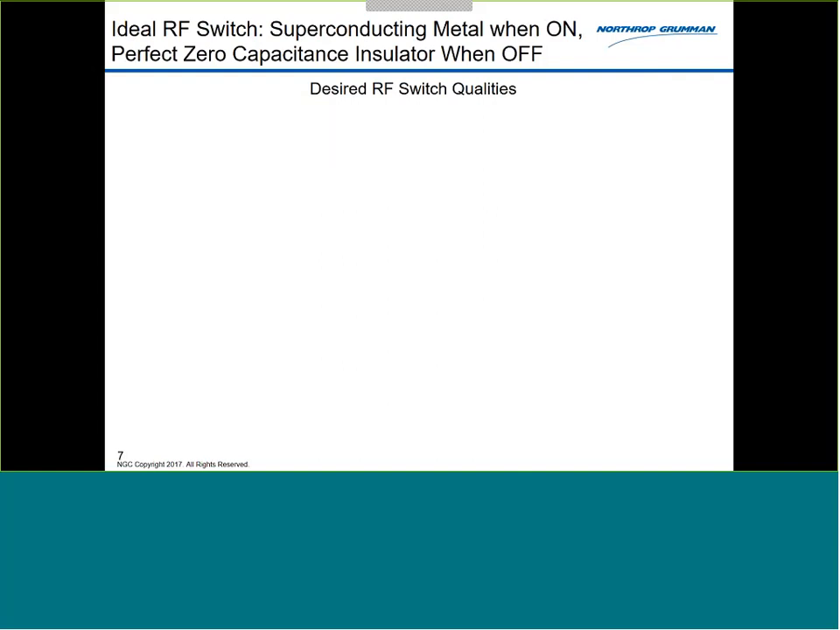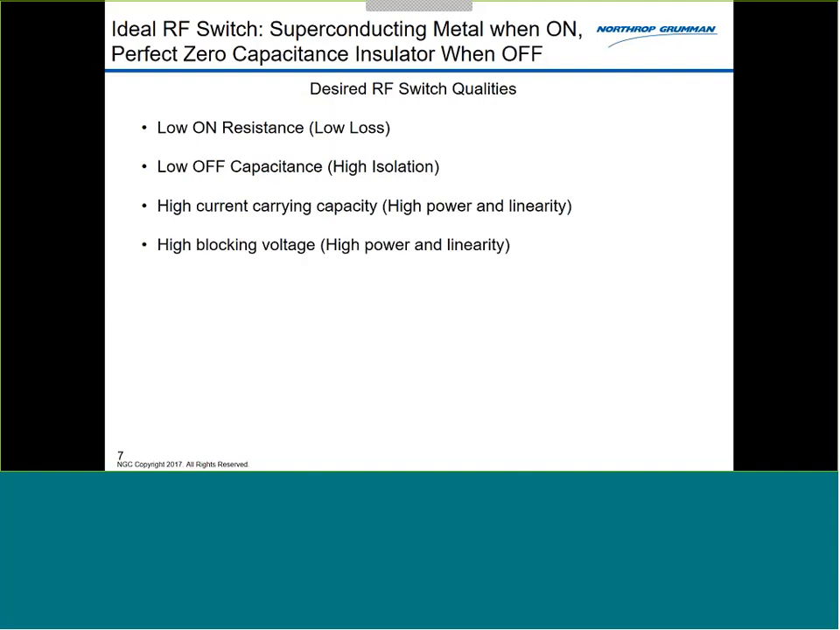All right, so what are we looking for in an RF switch? Okay, we want to have something that gives us very low on resistance. That correlates to low loss of the switch, but also a very low off capacitance. That gives us our high isolation that we're going to expect. We want to make sure that our systems aren't talking to each other. We also, of course, really want to have power and linearity, and so that translates to a high current carrying capacity as well as a high blocking voltage.